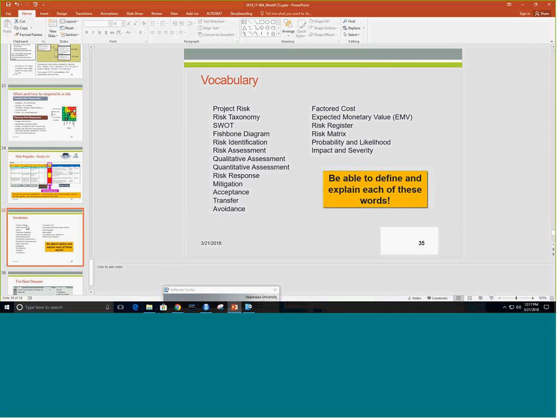Here's the vocabulary for this week that I'm expecting you to be conversant in: risk, risk taxonomy, SWOT, fishbone diagram, risk identification, assessment, qualitative, quantitative assessment, risk response, acceptance, transfer, avoidance, fact, expected monetary value, register, risk matrix, probability, likelihood, and impact and severity. All terms I have used throughout this lecture hopefully help you understand risk management as it is defined by PMI in the PMBOK 6.